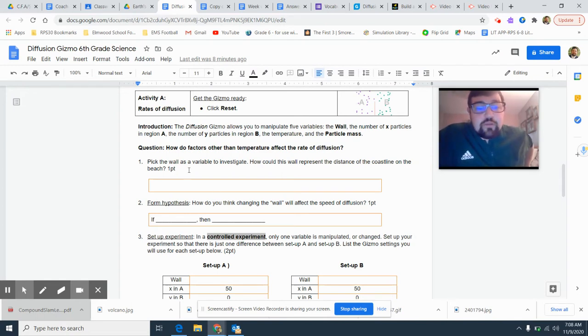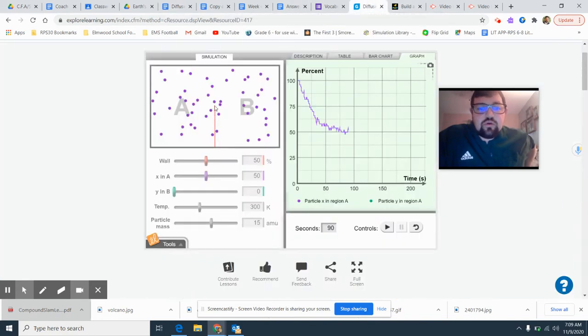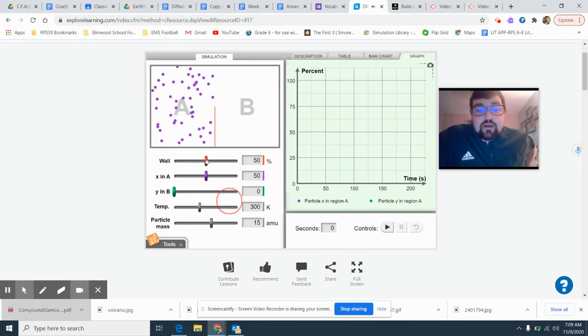So number one, we're going to pick the wall as the variable. Originally it said to pick any variable, but I want you to change the wall. And so you might say, well, what the heck is that? I don't know what you're talking about, Mr. Smith. Well, that's this orange pink thing right here in the middle. We're going to reset, and you can decide how big you want your wall to be. You want it to be the Great Wall of China, or a picket fence, I don't know. And you're going to just record the percentage of that in your lab.